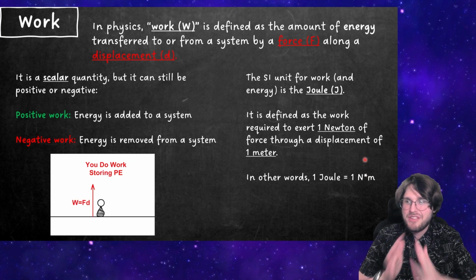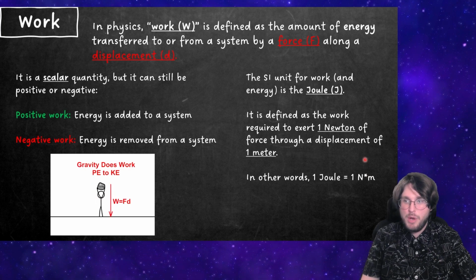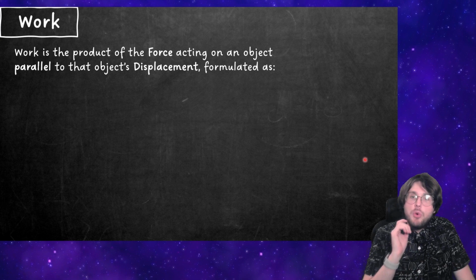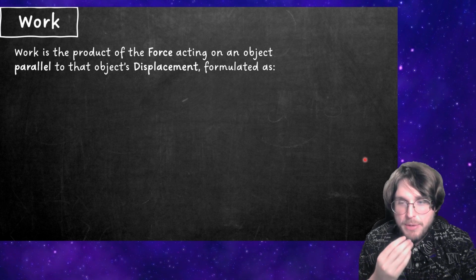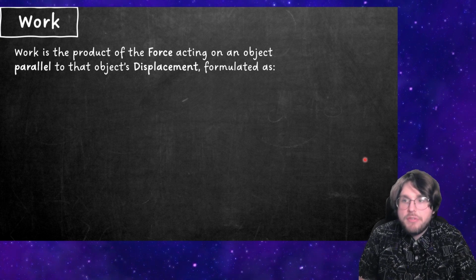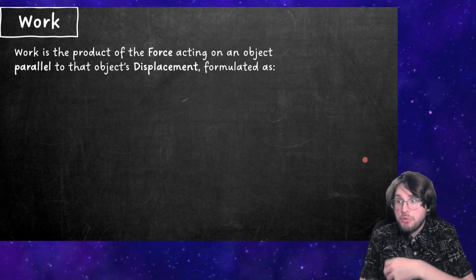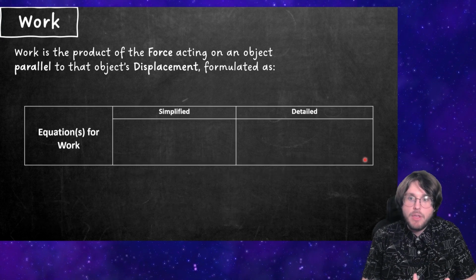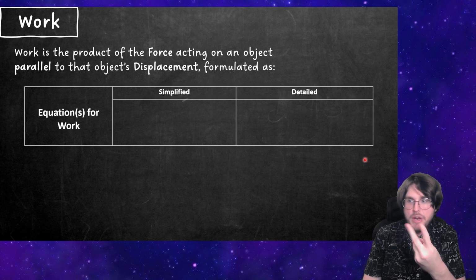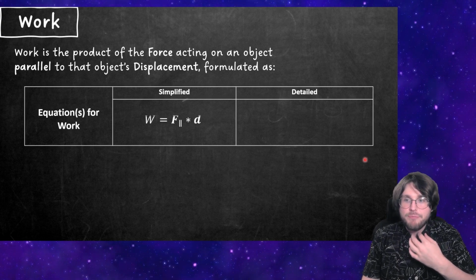And so things get a little confusing, so we try to avoid Newton meters for energy. On the similar topic with work, we consider work to be the product of the force acting on the object that's parallel to that object's displacement. So if we wanted to formulate work and calculate it, generally we have 2 equations that you see most often.